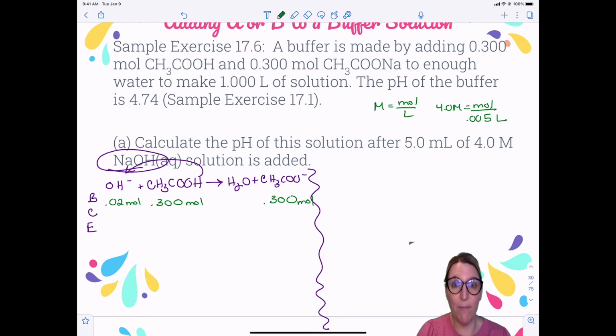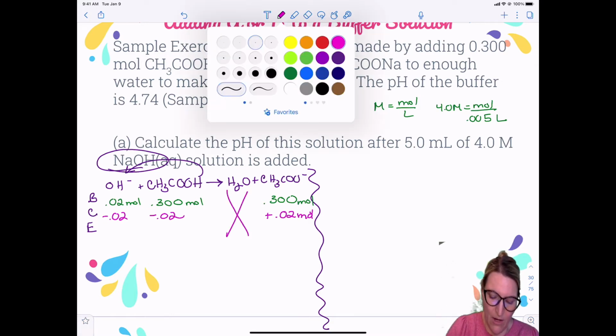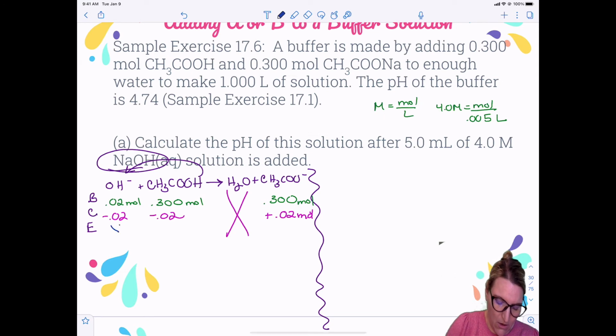And the whole purpose of my buffer is that it's going to react with the base in order to consume it all. So my OH minus will go down by 0.02. The acid will also go down by 0.02, and the conjugate base will go up by 0.02 moles. Of course, water doesn't matter. And the OH minus goes down to 0. The acetic acid is now 0.28 moles, and my acetate ion is 0.32 moles.